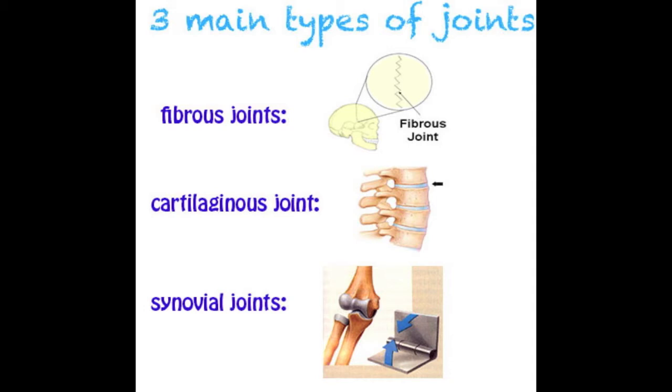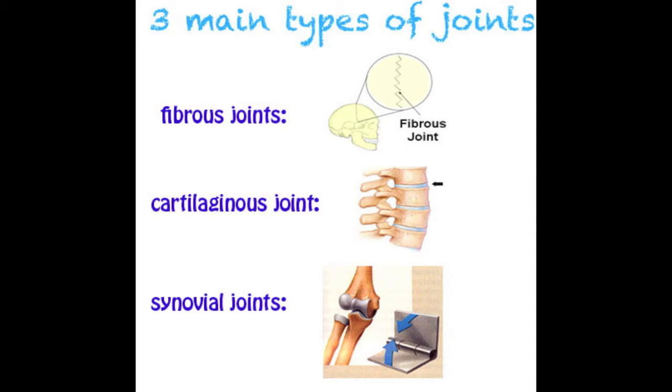There are three main types of joints in the body. Number one, the fibrous joint, which is tightly joined and has no movement. The second type of joint is the cartilaginous joint. They are held together by cartilage, have articular surfaces of bone, and they are only slightly movable.